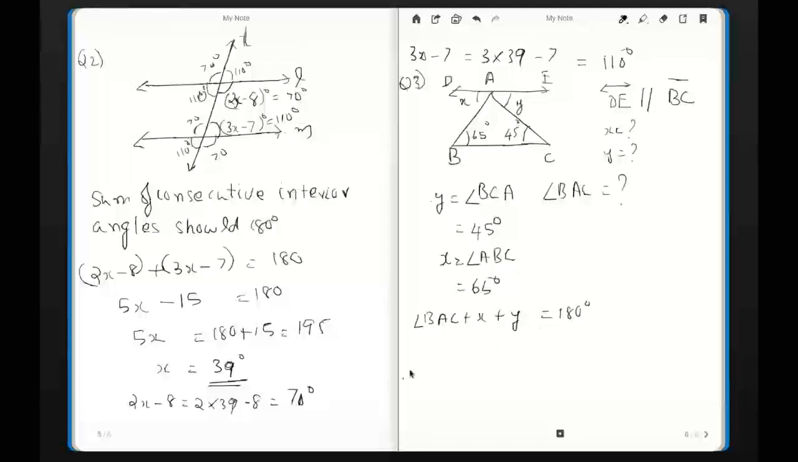You agree with me? And hence angle BAC plus 45 plus 65 is equal to 180. 45 plus 65 is 110, right? So angle BAC is equal to 180 minus 110, which is equal to 70 degrees. So that means this angle is 70 degree, right? So that is the other thing which you can derive, since you know angle X and angle Y. Is this clear? Any questions or any doubts?